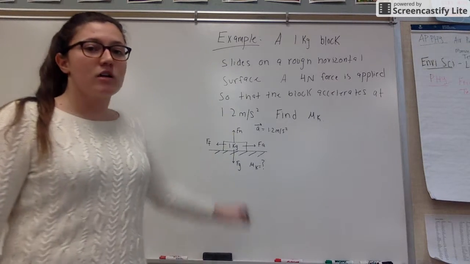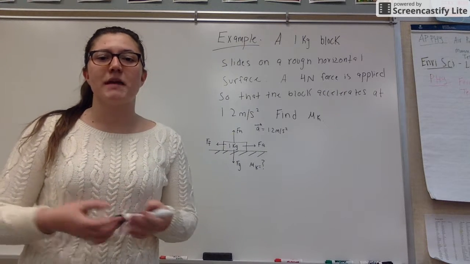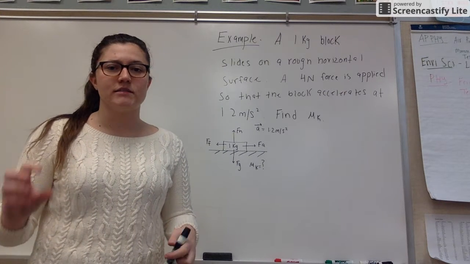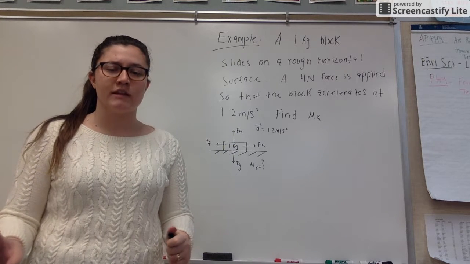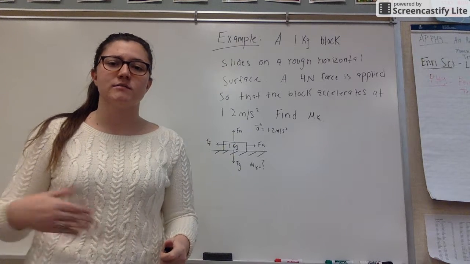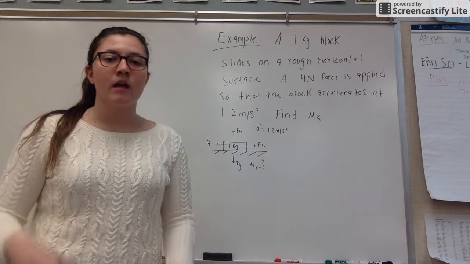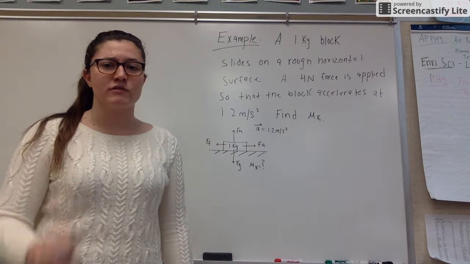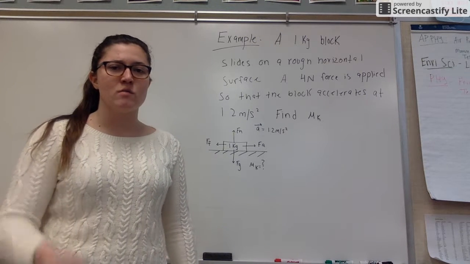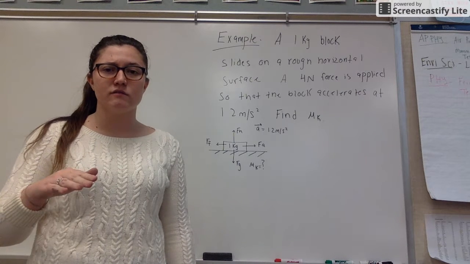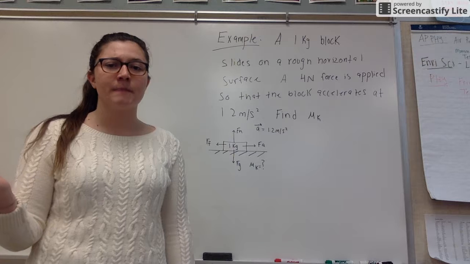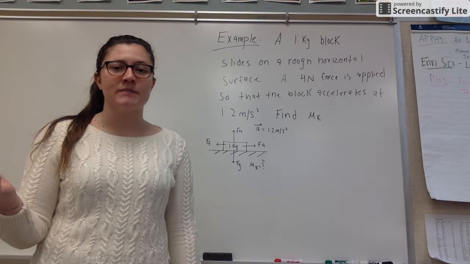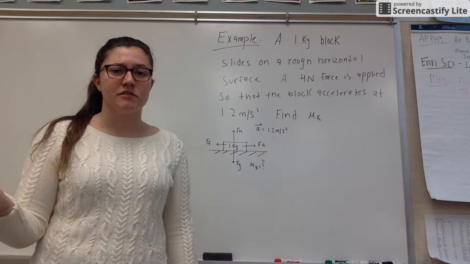So the first thing we do is draw our situation. We have a 1 kilogram block resting on a rough horizontal surface. We don't know the coefficient of kinetic friction, but we're going to find it, so we're going to leave that as a variable. On our object, we have the force of gravity pulling it down, normal force perpendicular to the surface, applied force in the direction of the acceleration, and the force of friction opposing that acceleration.